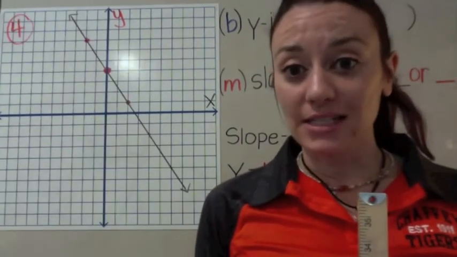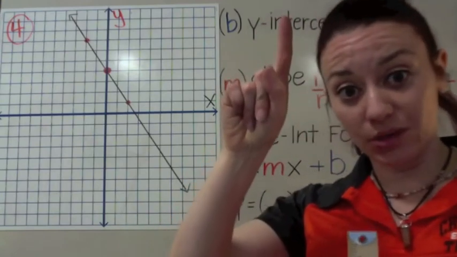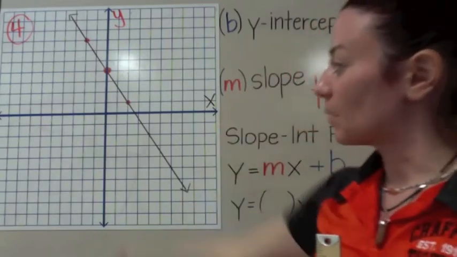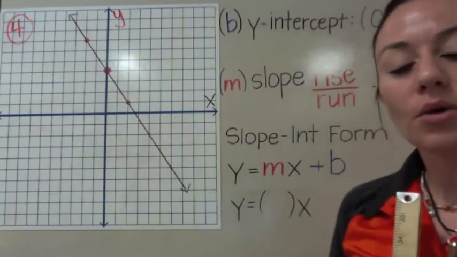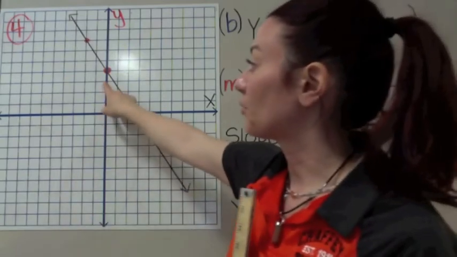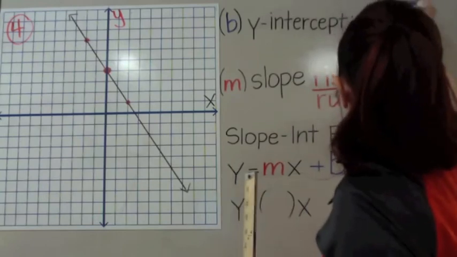Let's take a look at our last example, okay? We're going to write the linear equation, but first we need to start with the y-intercept. So that's B. What is the y-intercept of this line? Tell me. Where does it cross the y-axis? At where? 1, 2, 3, 4. Correct. So the y-intercept is +4.